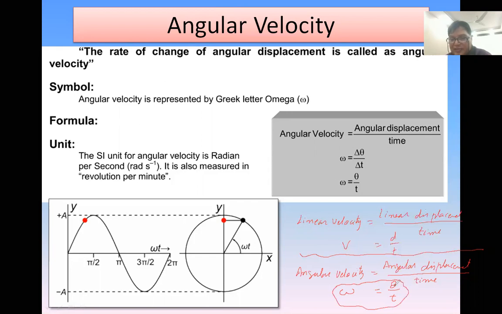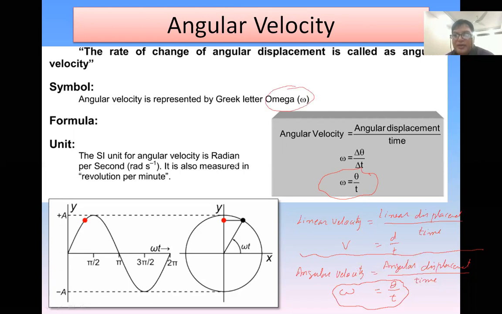There are 3 variables: 1, 2, and 3. And he will give you 2 of them, this or this, in order to calculate the third one. Okay, look at this one. What is angular velocity? Omega equals theta over t. Omega equals theta over t.